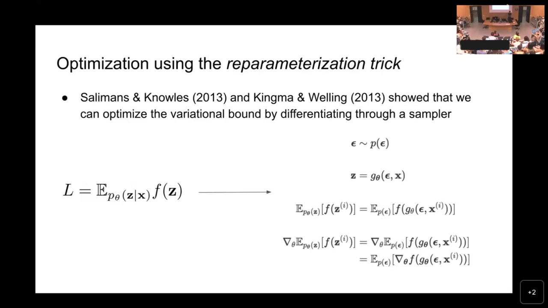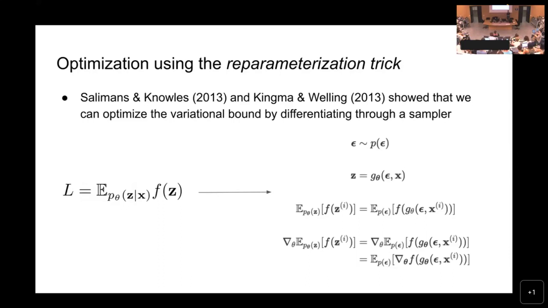And what you can now do is, if you try and differentiate this, you can actually move the differentiation inside of the expectation. So in the end, we have an expectation over this standard noise distribution that doesn't contain any trainable parameters, and only inside the expectation we have a gradient. And this is something we can calculate. Now we can do stochastic gradient descent, and now we can learn our models.